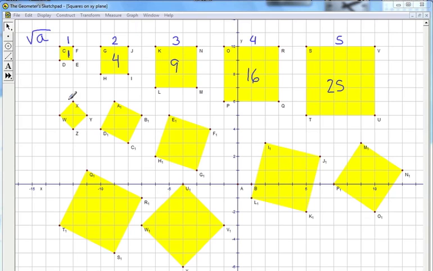Now, the area of this square is 2. The area of this square is 1 plus 1 plus 1 plus 1 plus 1. 1, 2, 3, 4, 5. The area of this square is 5.